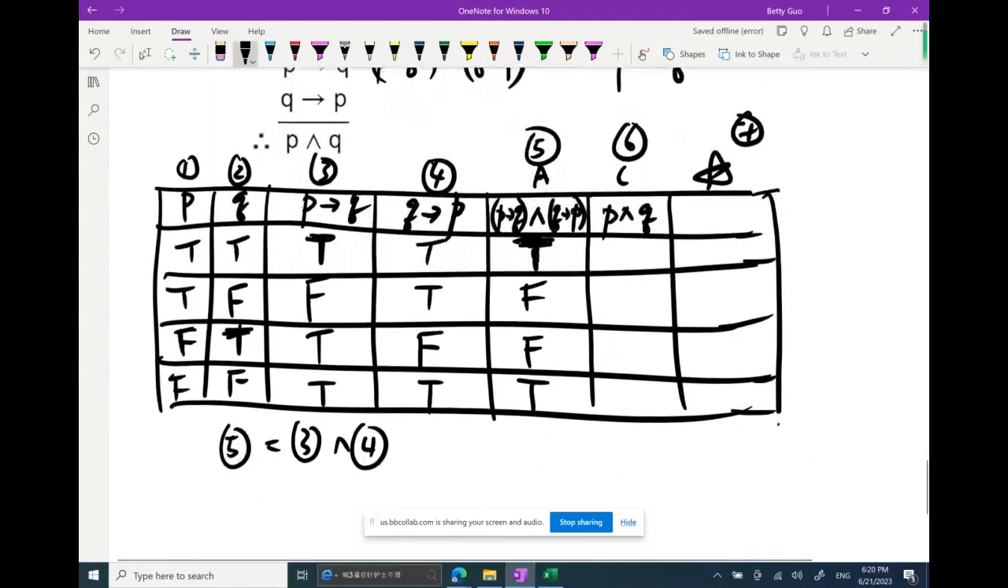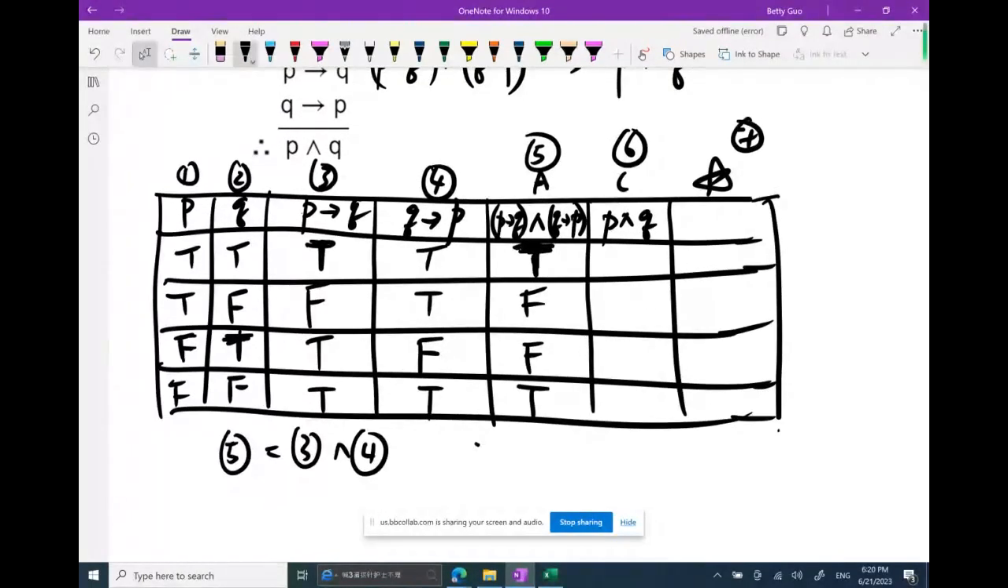And column 6 is the conjunction of 1 and 2. Don't look at it wrong. For column 6, you have to look at columns 1 and 2. For column 5, you look at 3 and 4. So for that conjunction to be true, only this is true. All others are false.